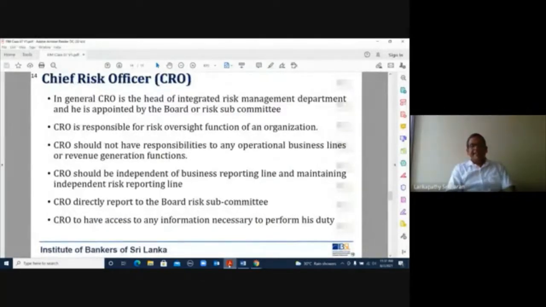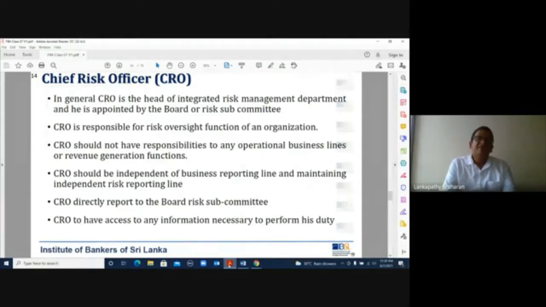Okay, then there is another officer called the Chief Risk Officer. The Chief Risk Officer is also a most important person in risk management. I have already said that if an integrated risk management framework prevails in a particular bank, there will be a centralized risk management department, and the bank will appoint an officer called the Chief Risk Officer. He mainly coordinates the risk management function of the bank.